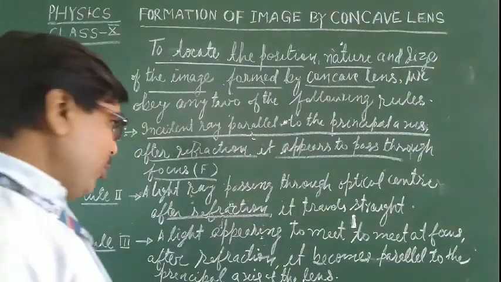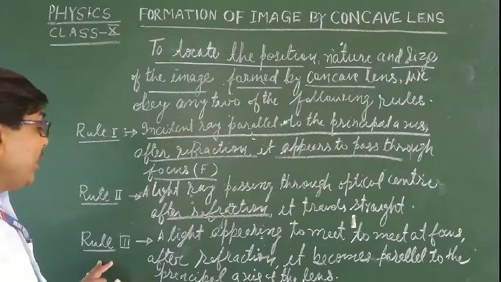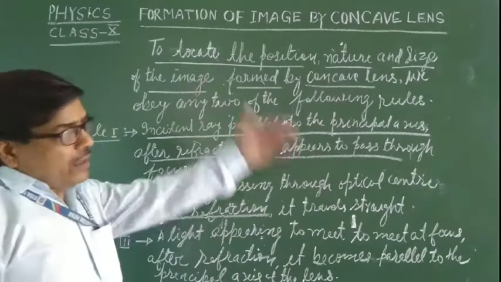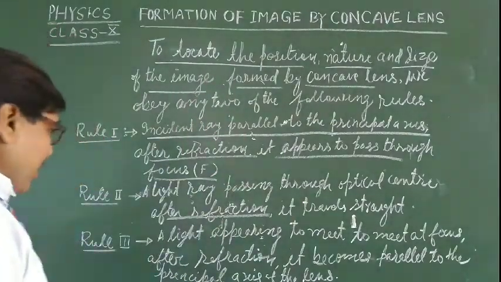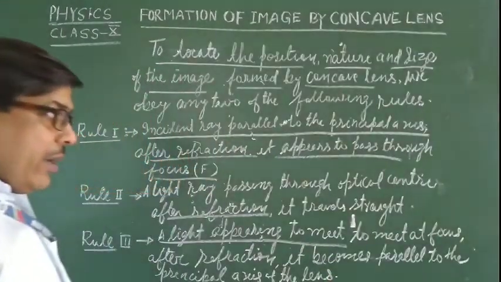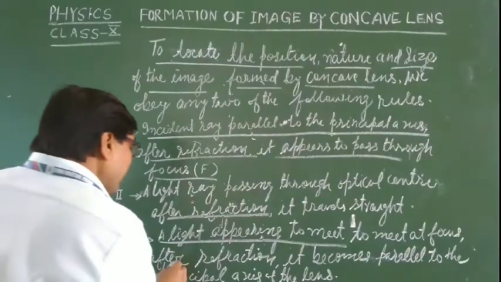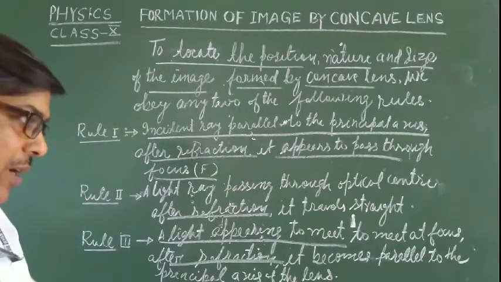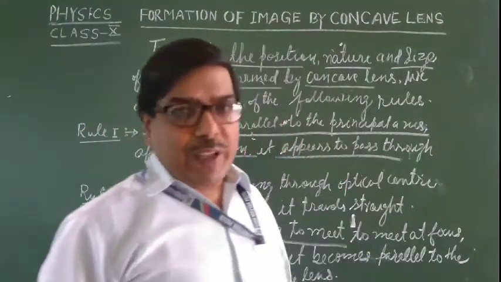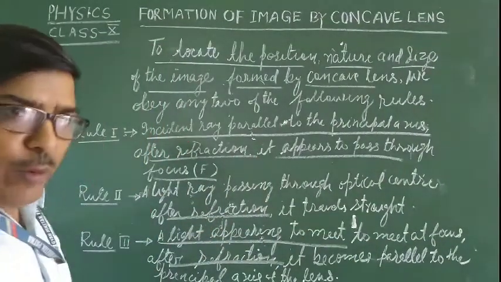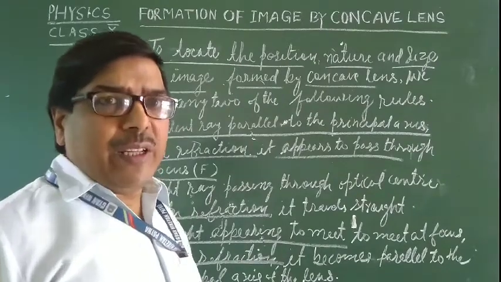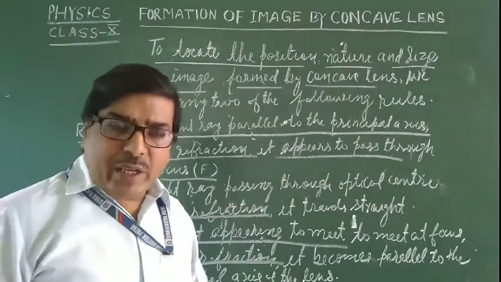Rule 3, which can also be applied during the formation of the image by a concave lens: light rays appearing to meet at the focus, after refraction, become parallel. They move parallel to the principal axis of the concave lens. So these are the rules which can be applied. Any two rules we take, and we can easily draw the image formed by the concave lens.